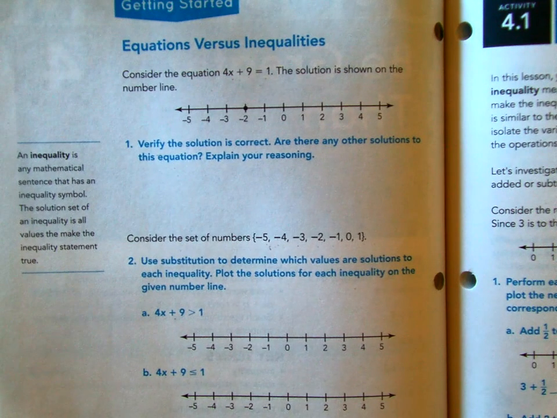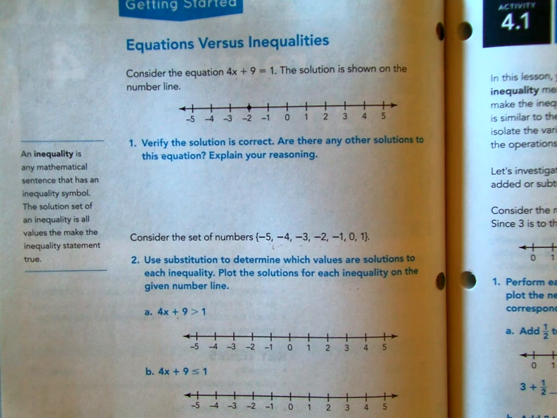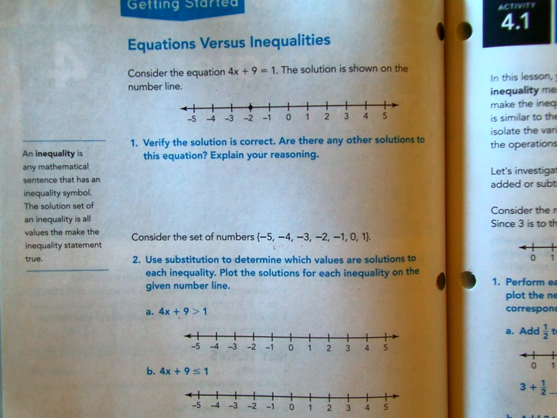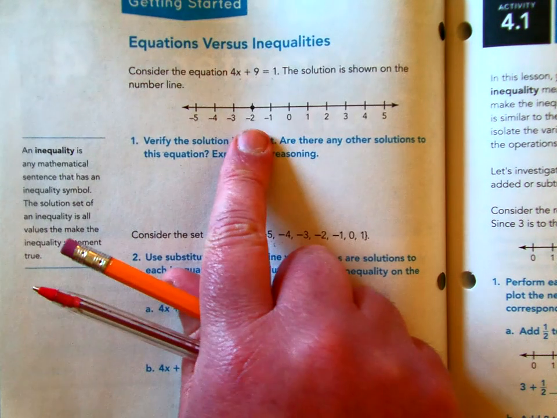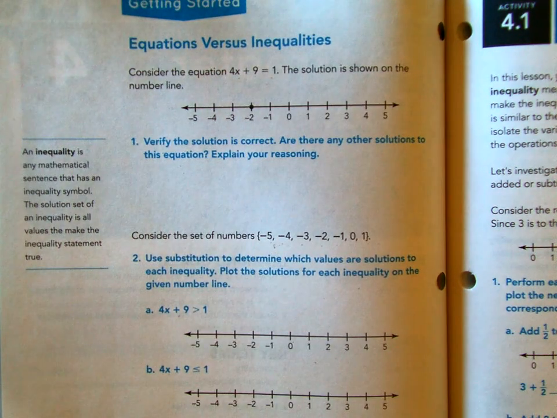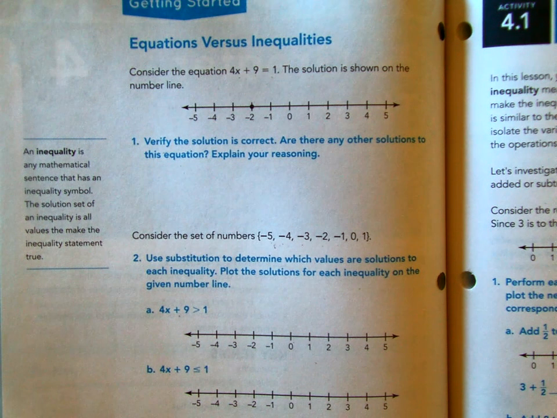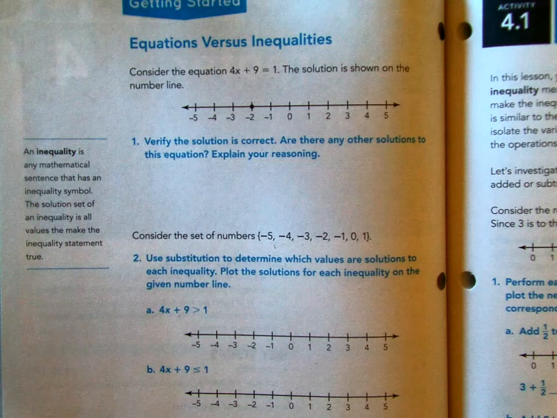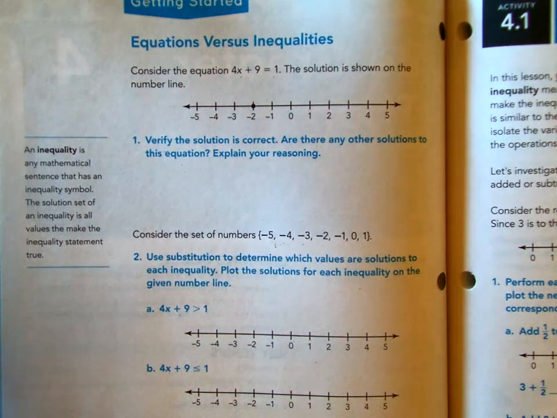Page 96 asks us to consider the equation 4x plus 9 equals 1. And then they show us on the number line that -2 is the solution to this equation. They want us to verify the solution is correct. And are there any other solutions to this equation? Explain your reasoning.